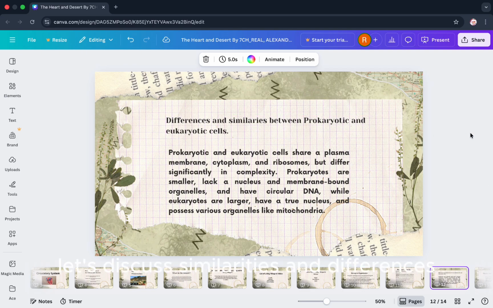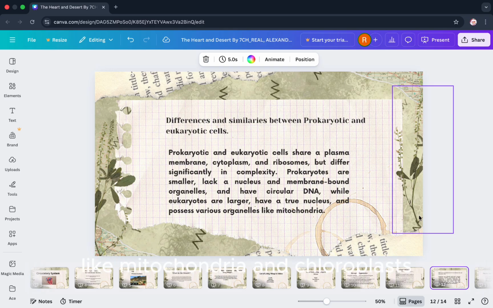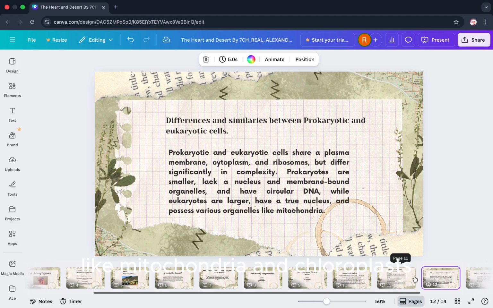Let's discuss similarities and differences between prokaryotic and eukaryotic cells. Prokaryotic and eukaryotic cells share plasma membrane, cytoplasm, and ribosomes, but differ significantly in complexity. Prokaryotes are smaller, lack a nucleus and membrane-bound organelles, and have circular DNA, while eukaryotes are larger and have a true nucleus and possess various organelles like mitochondria.